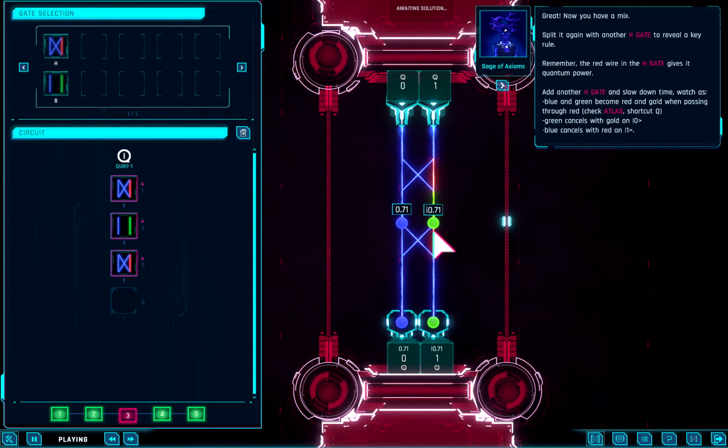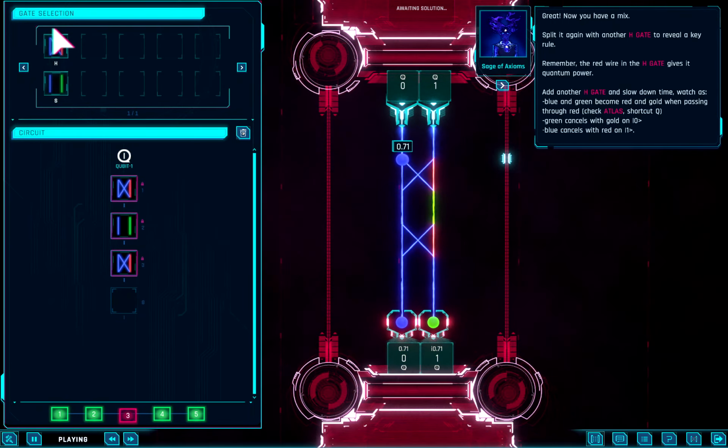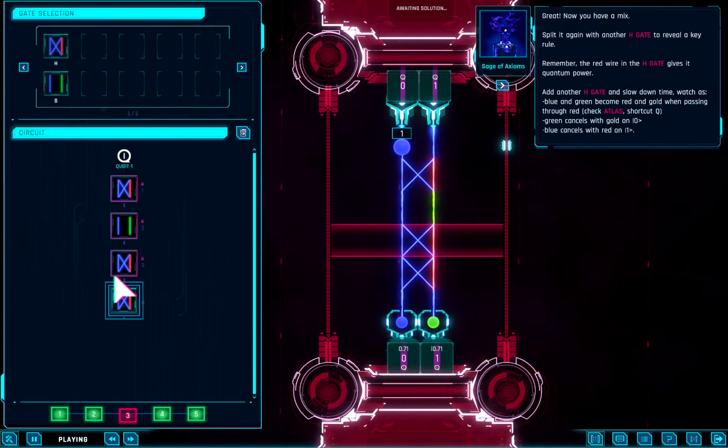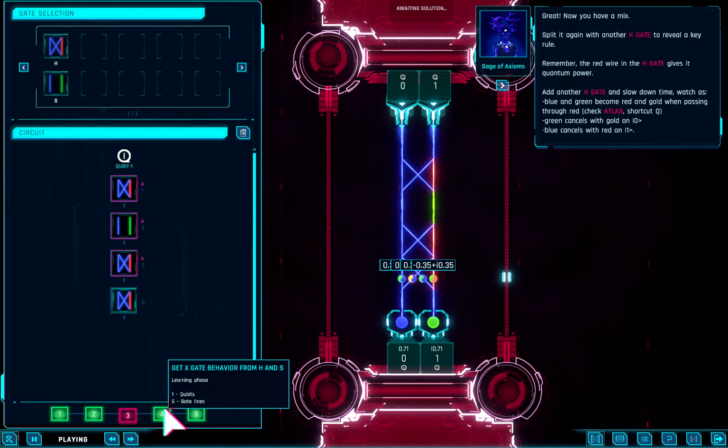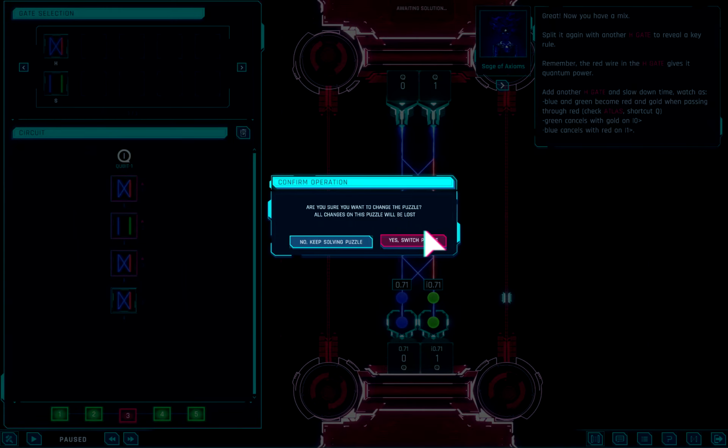How can we go about that? Well, it's quite simple. If you watch what happened before, basically we just need to make sure this second H gate is cancelled out. Quite straightforward, nothing complicated.